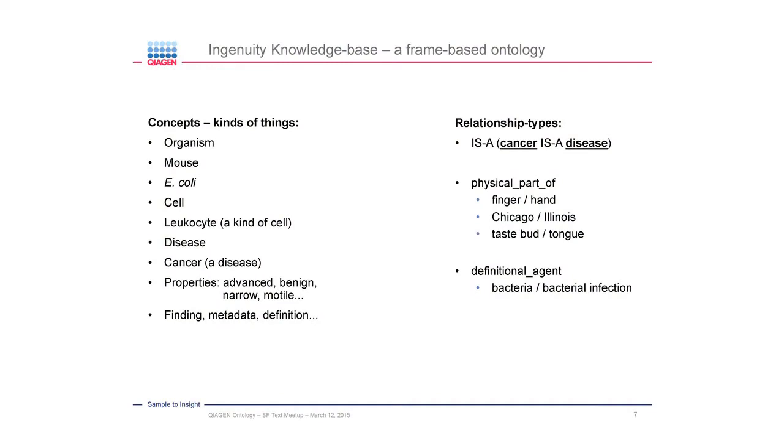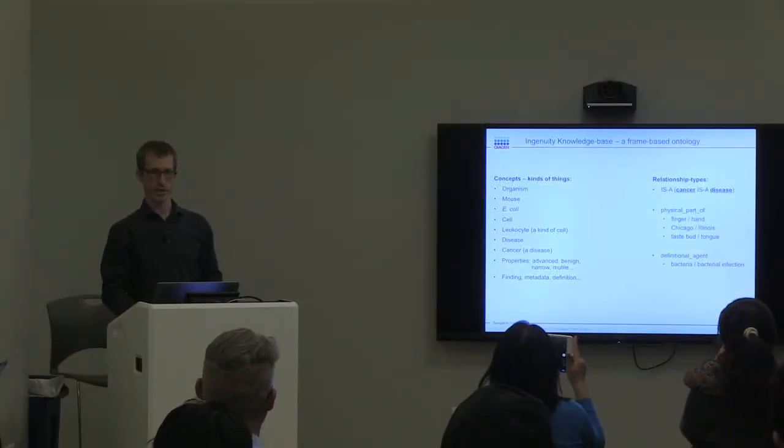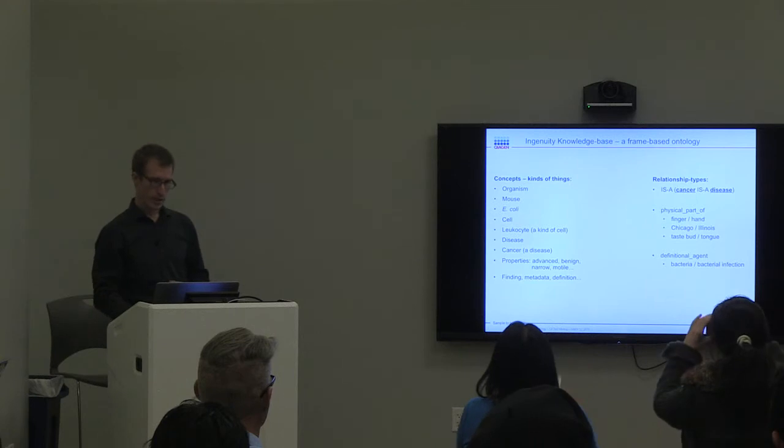So in addition to concepts, we have relationship types, as noted. ISA is the most prominent kind of relationship type. But then we have many others. I was looking earlier, and we have about 1,000 different relationship types in use in the ontology right now. So physical part of is one example.